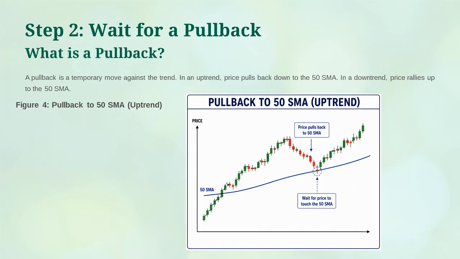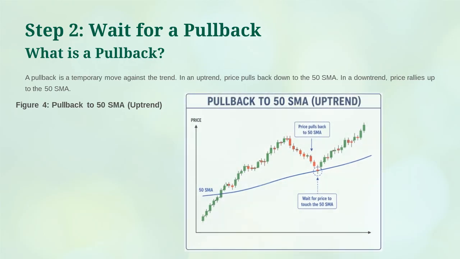Why the 50 SMA? The 50 SMA is widely watched by institutional traders. It acts like a magnet. Price is attracted to it during pullbacks. In strongly trending markets, price often bounces off this level like a ball bouncing off the floor.